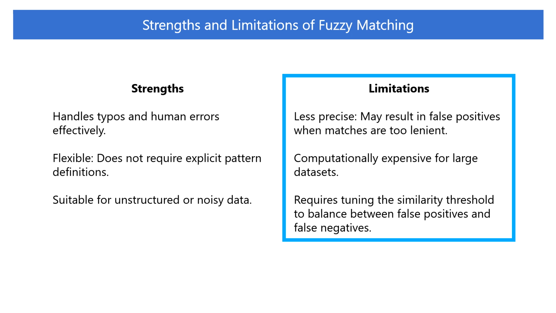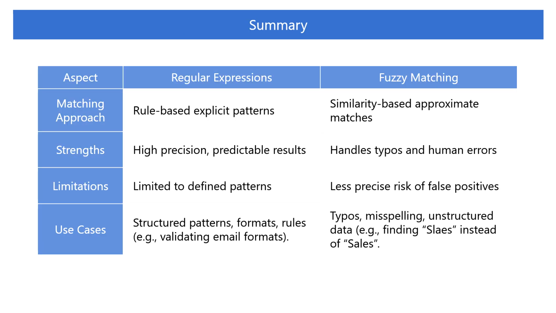Next, let's see the limitations. First, it is less precise. Fuzzy matching may result in false positives when matches are too lenient. Second, it is computationally expensive for large datasets. Third, it requires tuning the similarity threshold to balance between false positives and false negatives.